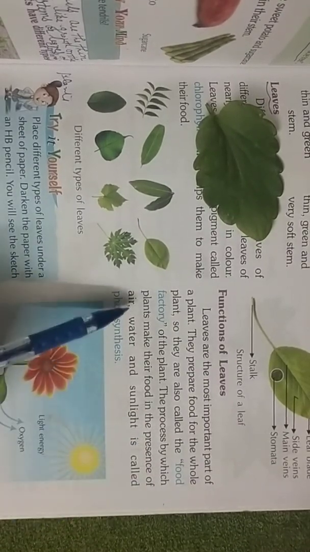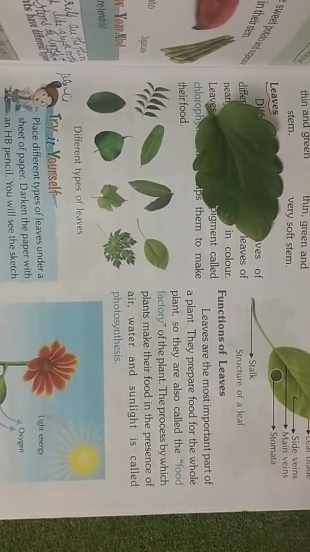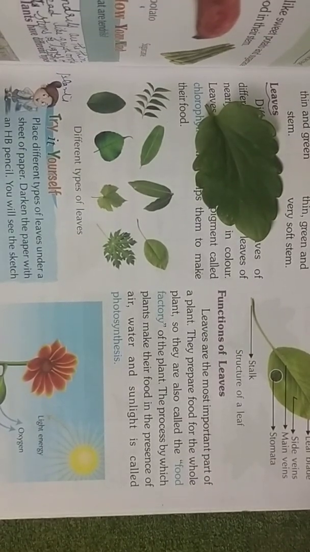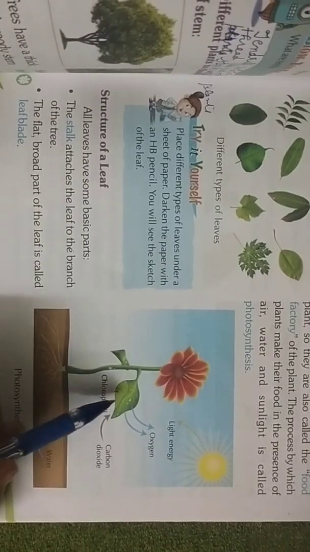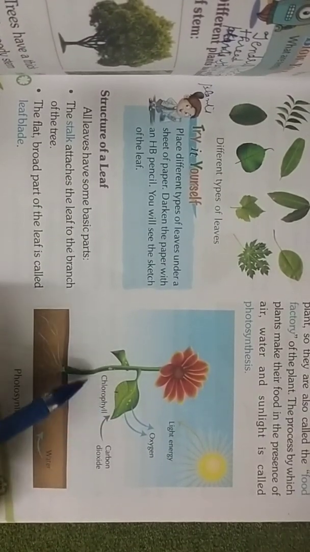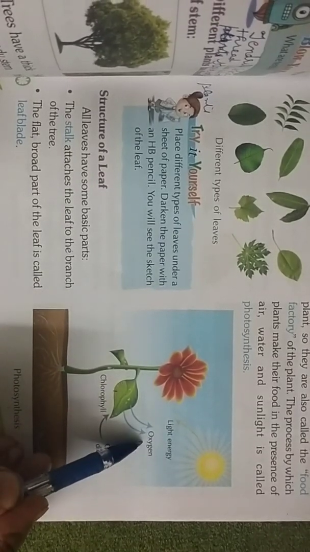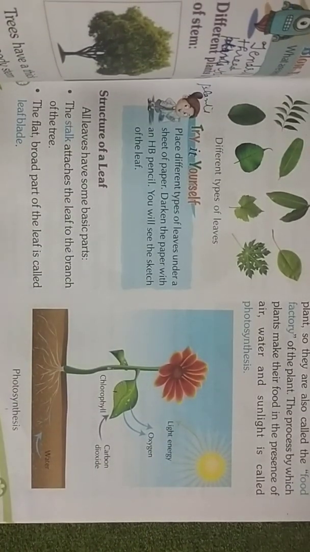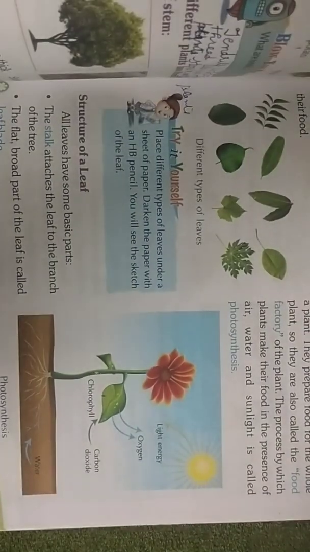The process by which plants make their food in the presence of air, water and sunlight is called photosynthesis. What is photosynthesis? This is the diagram of the photosynthesis. See, chlorophyll. Why are leaves green? Due to presence of green pigment called chlorophyll. They take carbon dioxide, then they give out oxygen in the presence of sunlight. Okay, they can ask you in the exam, draw the structure of a leaf, draw the photosynthesis. Okay, revise for 5 minutes.